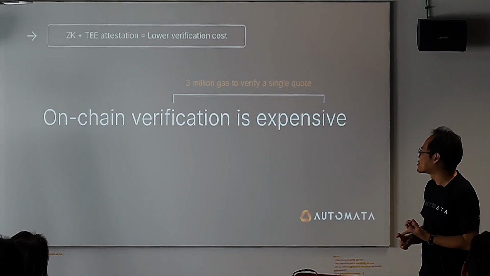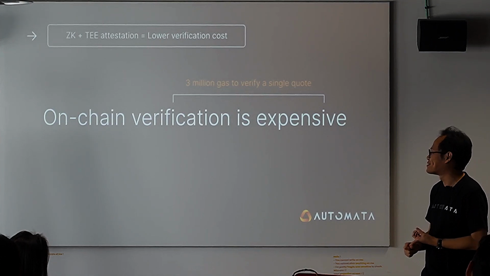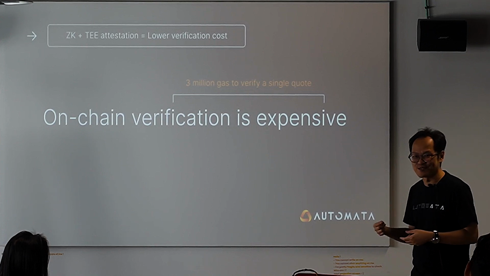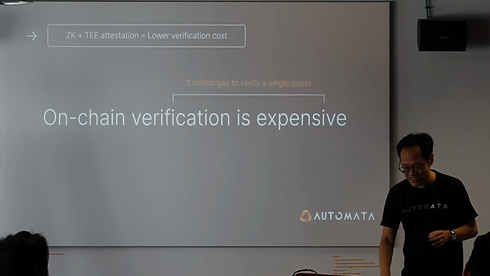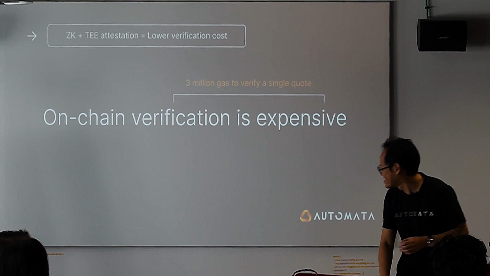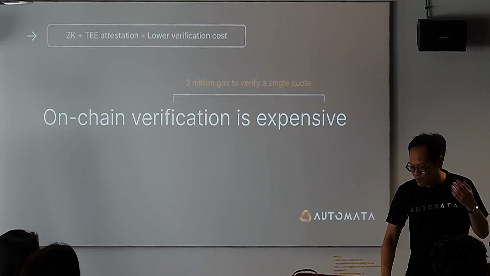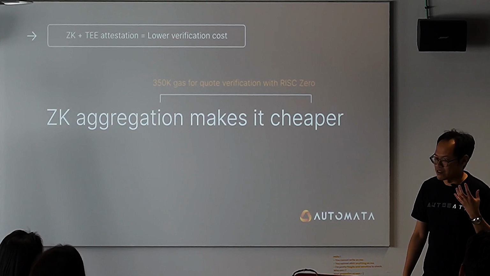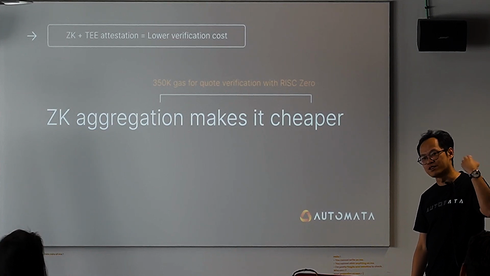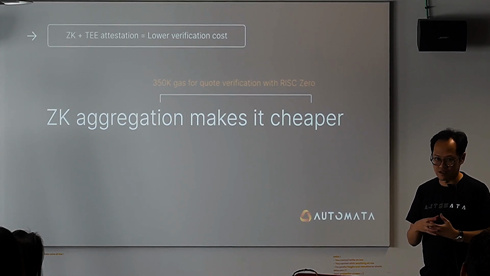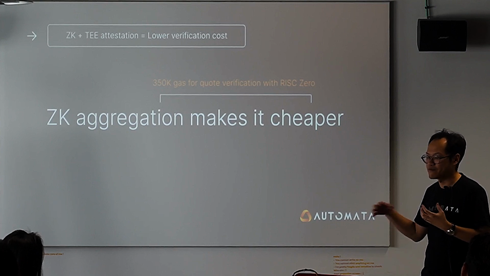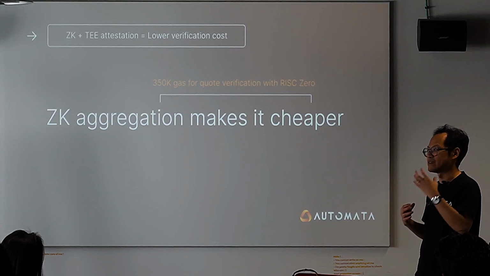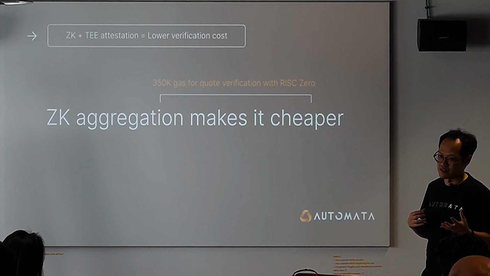But then, on-chain verification is really expensive. Can we actually make it cheaper? In order for us to verify a single code, it takes about 3 million gas. I mean, it's doable, but it's really expensive. So the thought of us is, can we make it cheaper by offloading the computation to an off-chain compute platform, and then the computation is verified using a succinct proof?